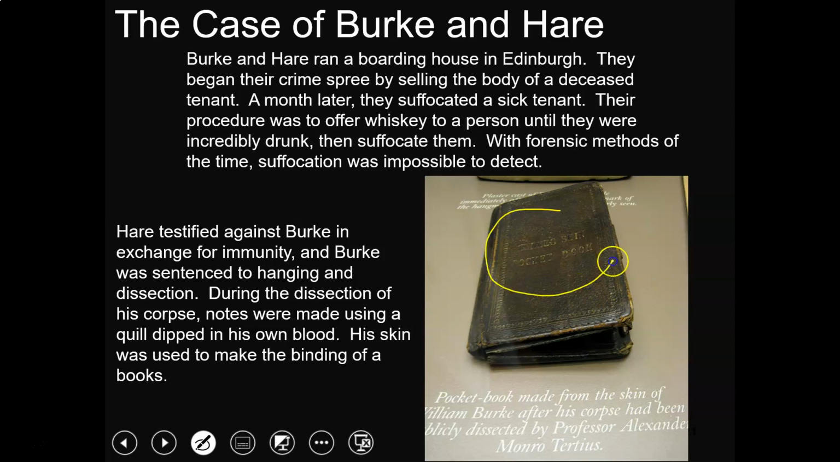If you look here, it says Burke's Skin Pocketbook. He made notes in this book in the blood of Mr. Burke. Honestly, I think that if I was worried about murderers, the next person to execute would be the guy who did the dissection. That guy's obviously crazy.